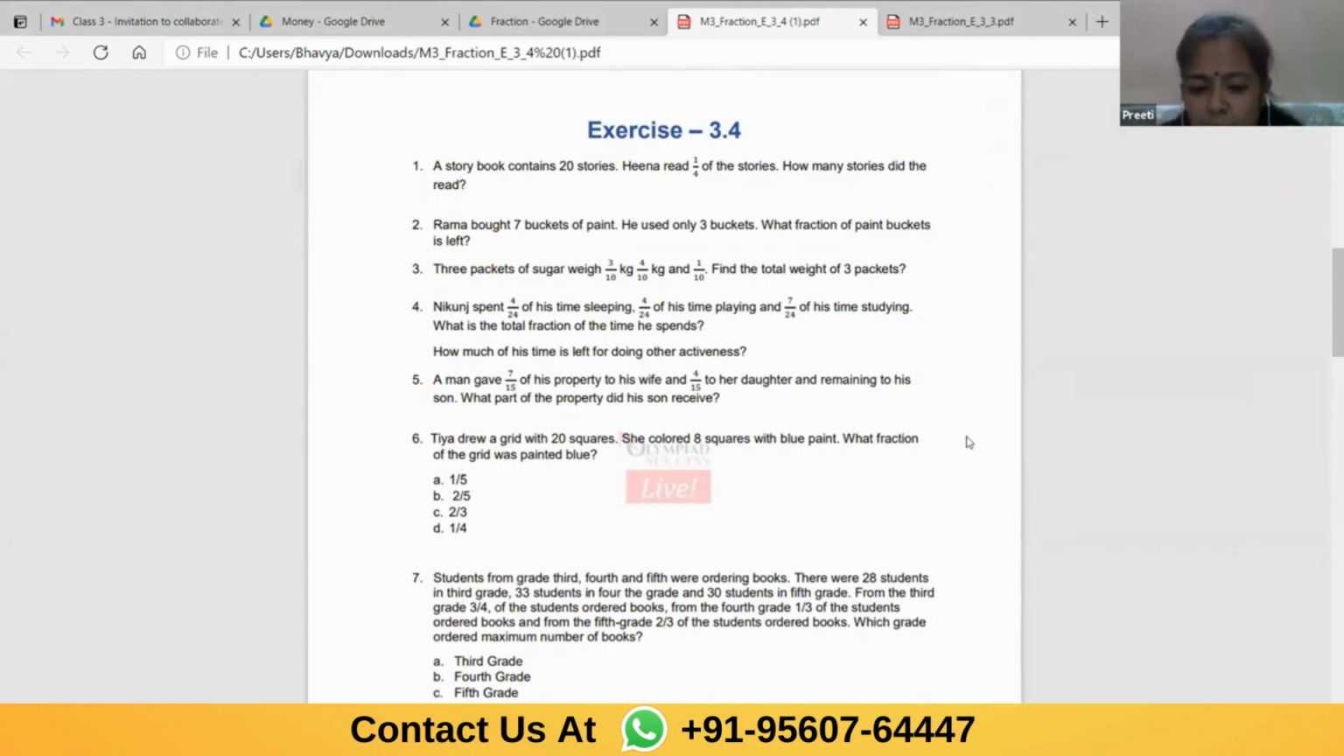Boy Bobby, please unmute. Yes, ma'am. Acha, how did you solve this question? Ma'am, when I read the question, I already got confused. Acha, see, I will tell you the keyword. Nikunj is spending 4 upon 24 of his time on sleeping, 4 upon 24 on playing, and 7 upon 24 on studying. So, do you notice this word, total fraction of the time he spends? Yes, ma'am. So, total is a keyword.